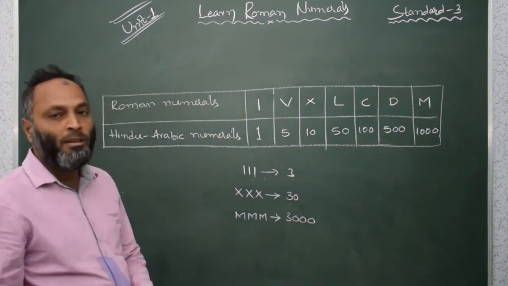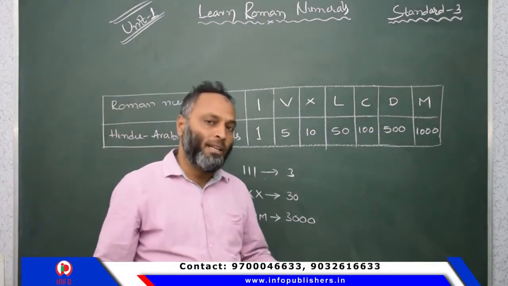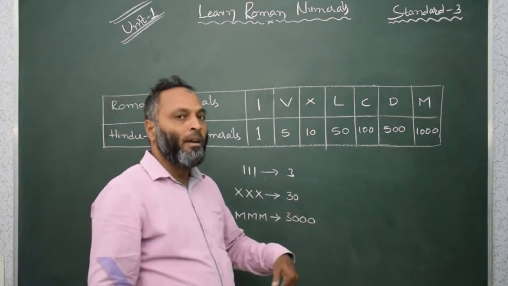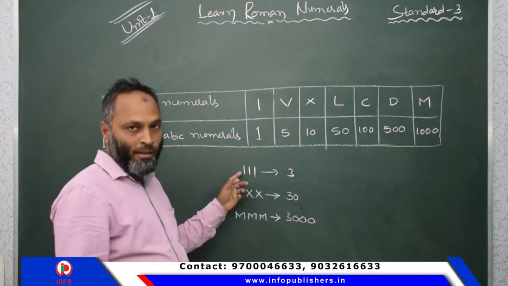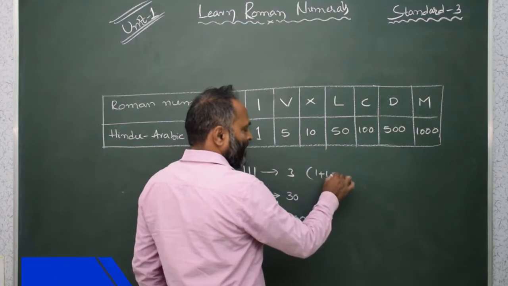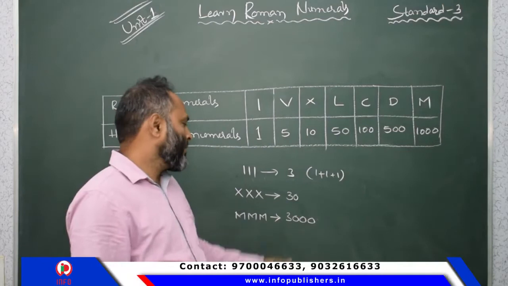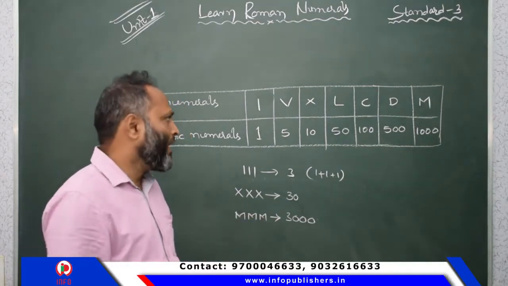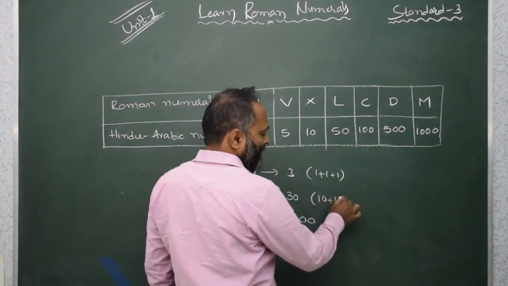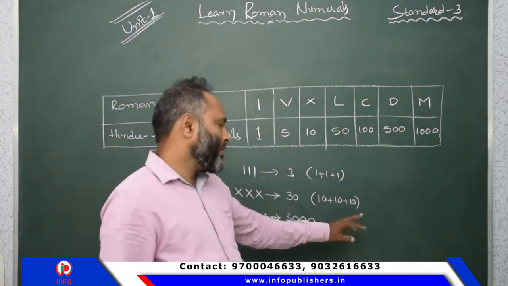Some of the Roman numerals repeat twice or thrice. Whenever a Roman numeral repeats twice or thrice, we have to add. However many times it repeats, that many times we have to add. Here I is repeated 3 times, that means 1 plus 1 plus 1, which is 3. And X means 10, which repeats 3 times: 10 plus 10 is 20, 20 plus 10 is 30.